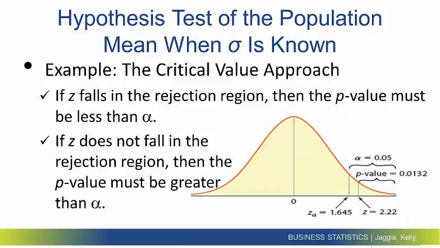So let's bring the critical value approach and the p-value approach together. Here you can see that a Z statistic of 2.22 yields a p-value of 0.0132. The Z critical value of 1.645 is the cutoff point, where only 5% of values fall above this point. Therefore, a Z statistic to the right of the Z critical value will always give a p-value less than 0.05, so your decision using either method will be the same.